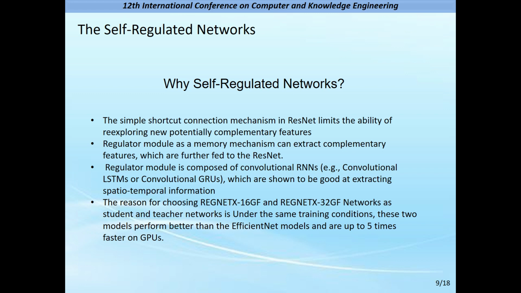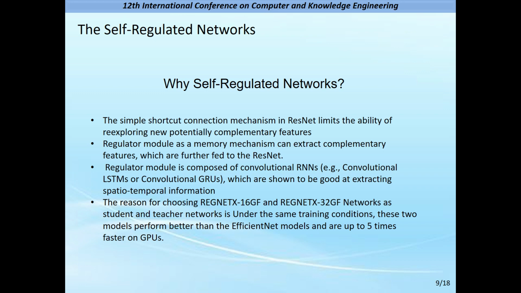Maybe you want to ask us why we chose self-regulated architecture as teacher and student networks? The ResNet and its variants have achieved remarkable successes in various computer vision tasks. Despite its success in making gradient flow through building blocks, the simple shortcut connection mechanism limits the ability of re-exploring new, potentially complementary features due to the additive function. A regulator module as a memory mechanism can extract complementary features which are further fed to the ResNet.